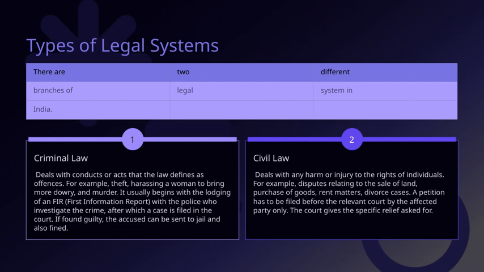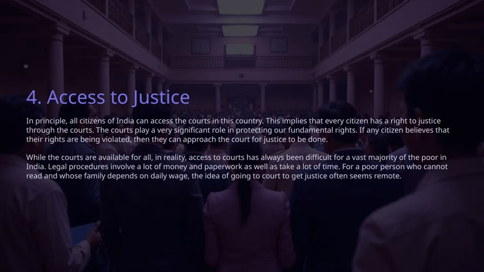Both these branches are essential to maintaining law and order and ensuring justice for everyone. They work together to address different kinds of issues that can arise in society. Access to justice is a fundamental aspect of our legal system. In principle, all citizens of India have the right to access the courts. This means that every person in our country can seek justice through the judiciary if their rights are violated. The courts play a crucial role in protecting our fundamental rights, ensuring that justice is served when needed.